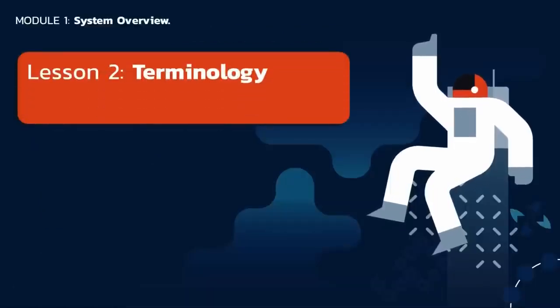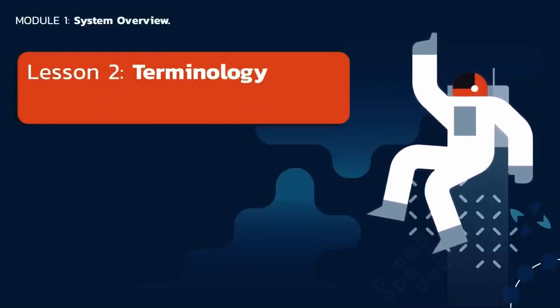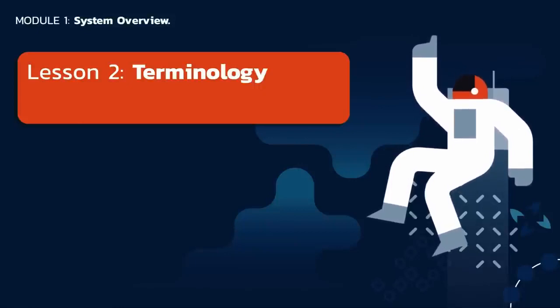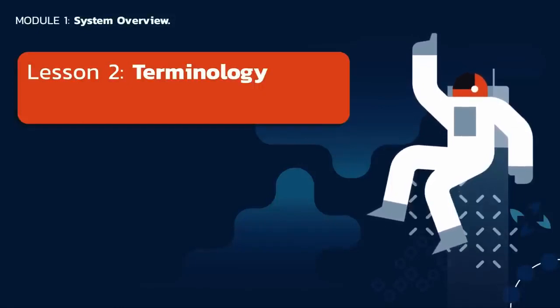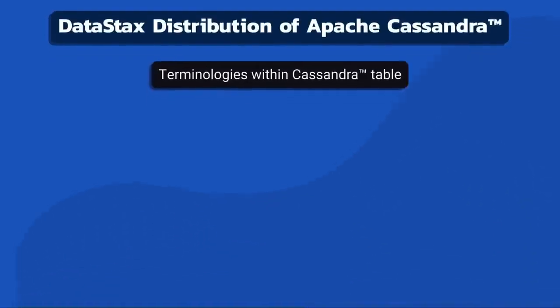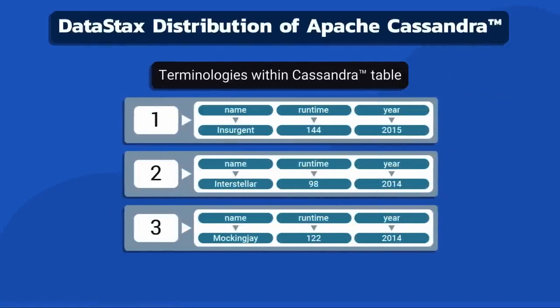Upon completing this topic, you will be able to differentiate between the terminologies used in Apache Cassandra tables, and understand the different data types available in Cassandra. Cassandra uses database terms that have specific connotations in the context of data modeling. The key terms are data model, key space, table, and partition.